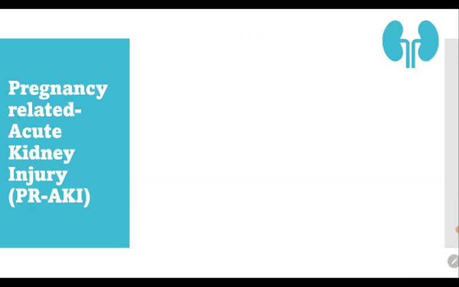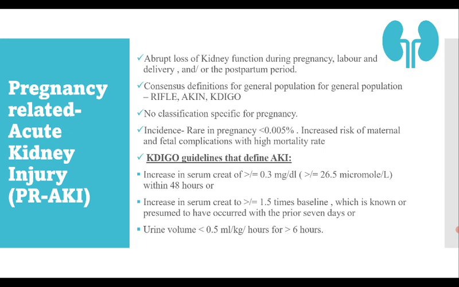Okay. So here, because of prerenal AKI due to postpartum hemorrhage, there is a decrease in renal perfusion, and that causes AKI in pregnancy. So pregnancy-related acute kidney injury, you can also term it as PRAKI. So basically the cause is abrupt loss of kidney function due to pregnancy, labor and delivery, or the postpartum period.